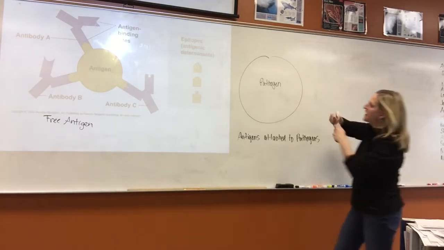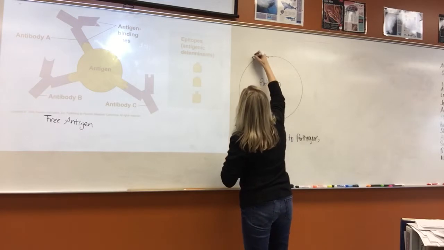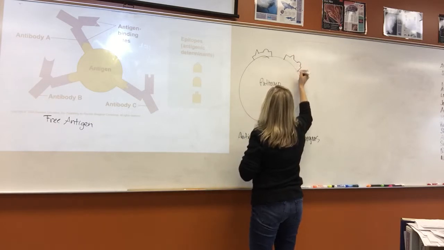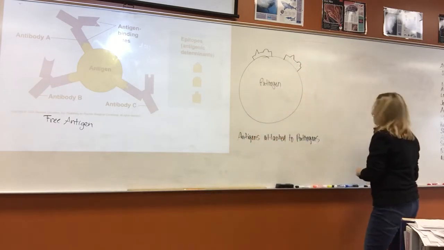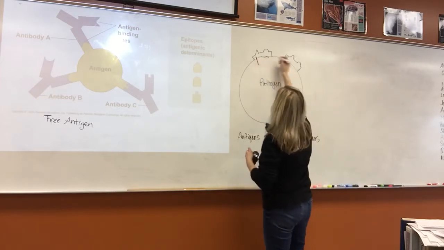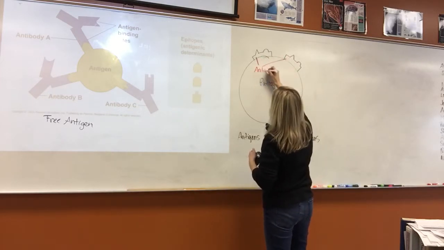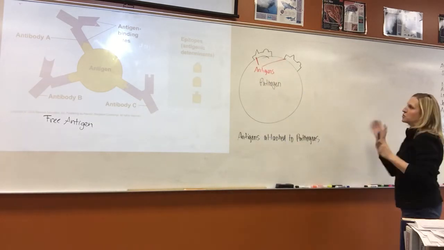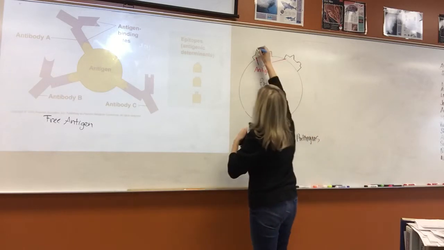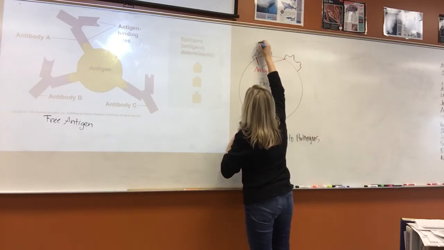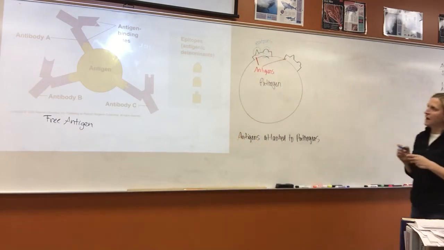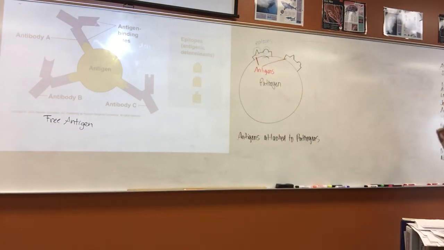So yesterday I drew that you have these antigens attached to your pathogen. And I labeled these as antigens. And then you have these spots protruding from the antigens that are called epitopes. And these guys can vary from antigen to antigen.